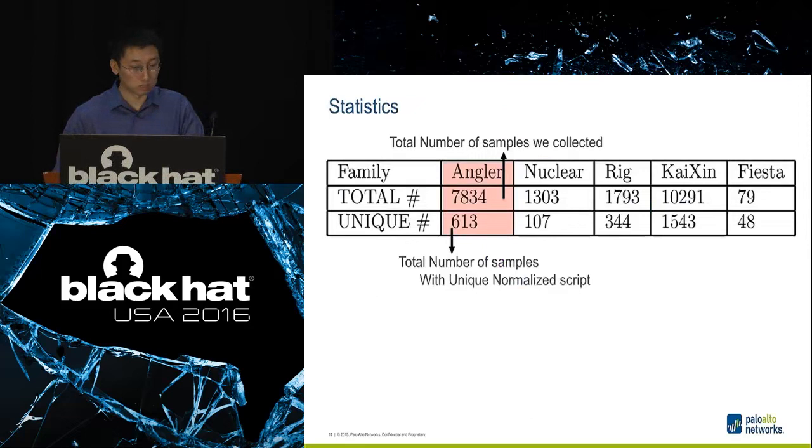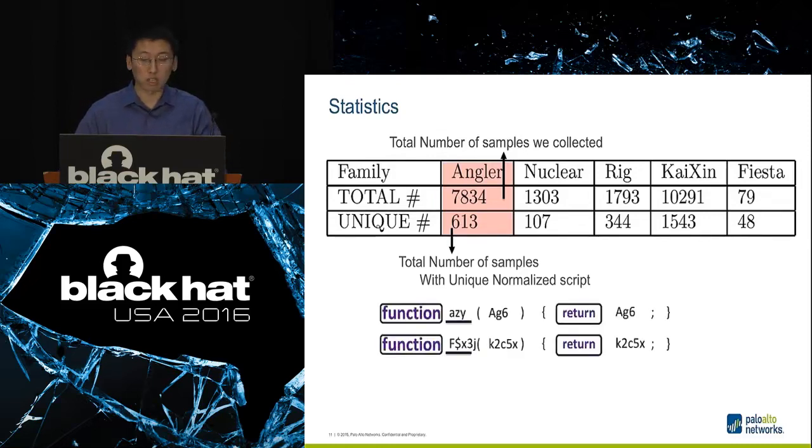After normalization, we found that the number of unique normalized scripts is significantly reduced. For example, among the 7,800 Angular samples we have collected, we only identified 613 unique normalized scripts, which means the rest of them just share the same code structure but fill in some randomized variable names or some garbage data. And the same situation happened to other exploit kit families as well.